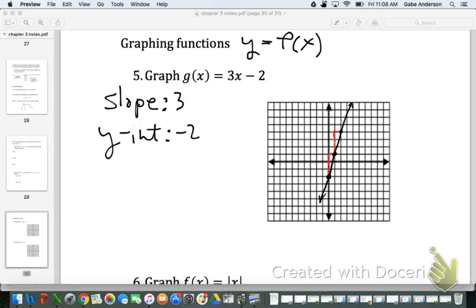Then you do your best to connect the dots with a straight line. Not the straightest line I've ever drawn, but I'm just going to leave it as is. All right, any questions? All right, I'm excited about number 6. Like I said, I don't know that you guys have ever seen number 6 before, so check it out.